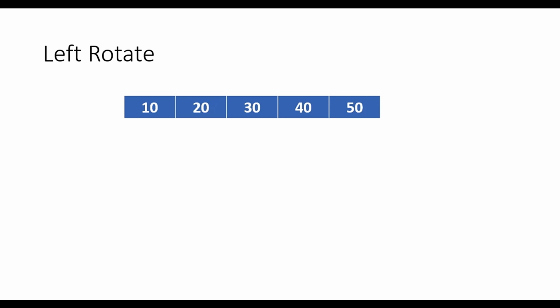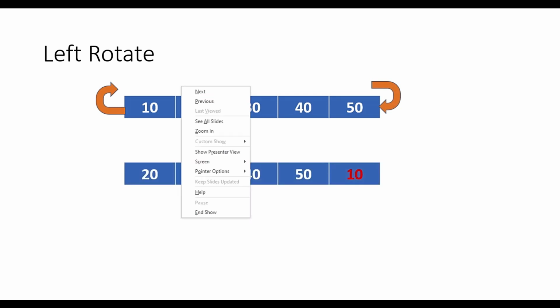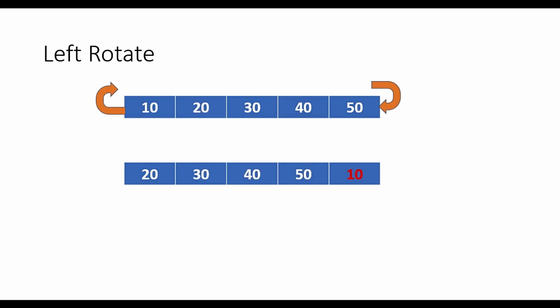So when we say left rotate operation, it means the leftmost element will be moved out of the array and all the remaining elements will be moved towards left by one position. So the resultant array would look something like this. It means that 20 is moved by one position, 30 is moved, 40 is moved, 50 is moved, and on the position of 50, 10 is added.